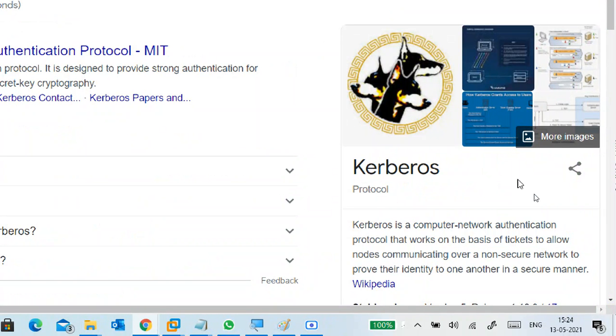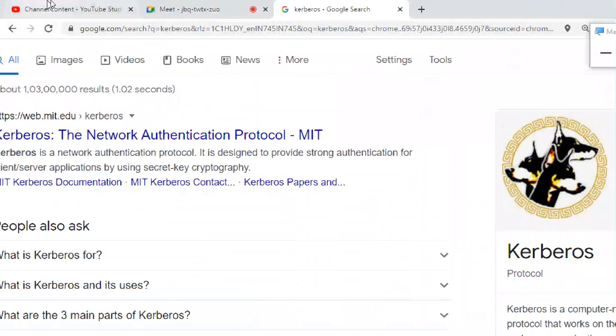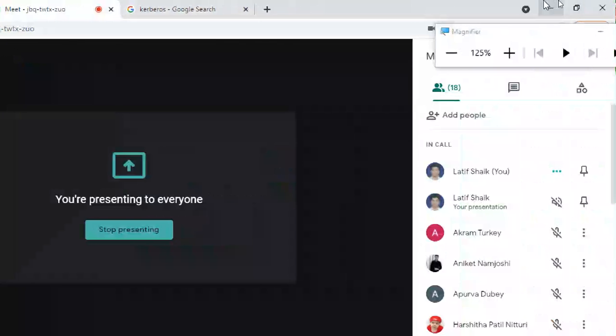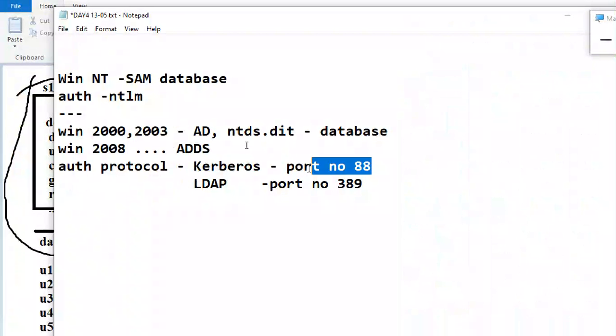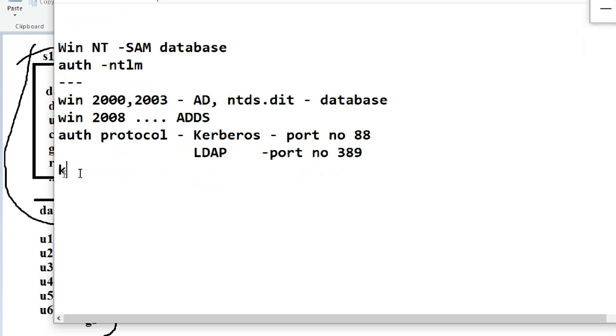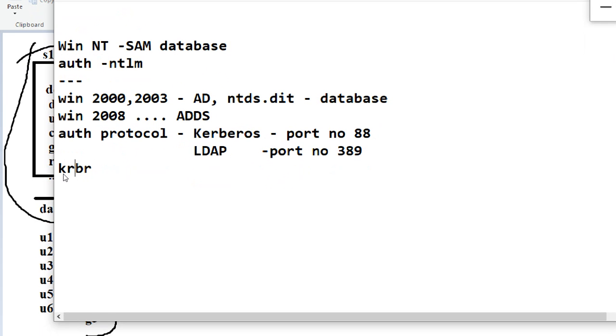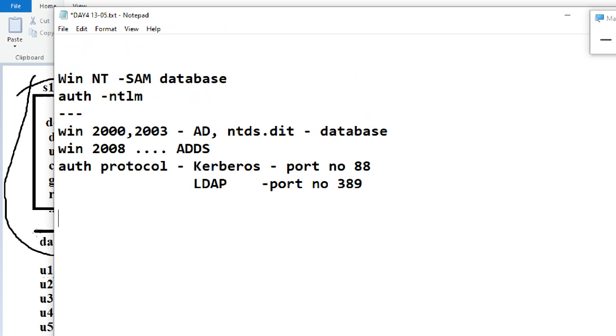It works based on a ticketing system. If I have a chance, then I will explain the ticketing system. Okay, so port number 88, authentication protocol. Whenever you see KRB or KBR like this, it means it's Kerberos. So look at it properly, then you will understand whether it is Kerberos or not. Those are the authentication protocol service names.